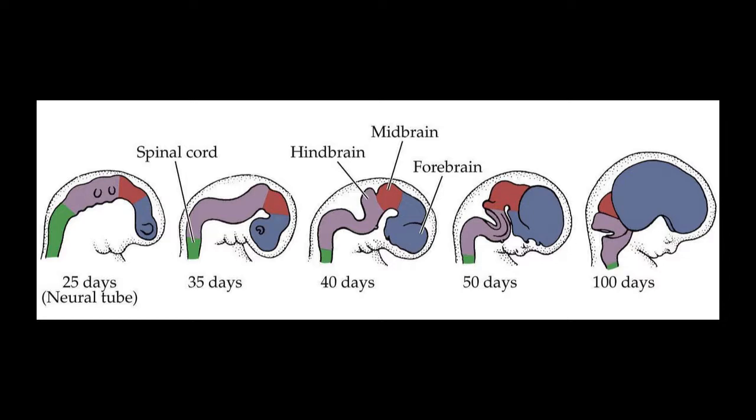Here we're looking at that neural tube from the side and looking at how it develops. In this image on the leftmost one, we're looking at a 25-day-old embryo. The blue there is the prosencephalon. The reddish-brown is the mesencephalon, and the purple is the rhombencephalon. So you can see that as those develop, the purple ends up becoming the metencephalon and myelencephalon, those brainstem structures of medulla, pons, and cerebellum.